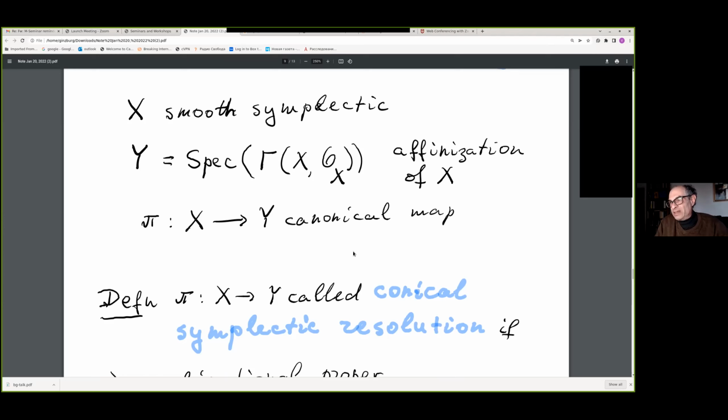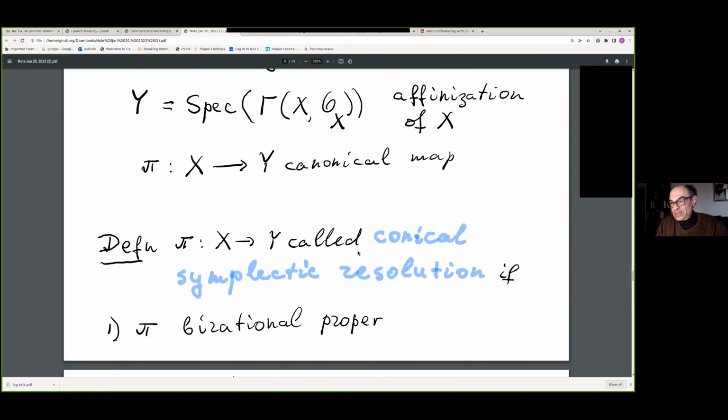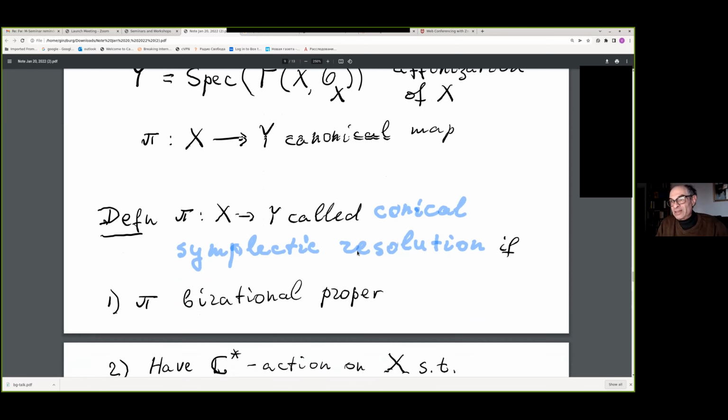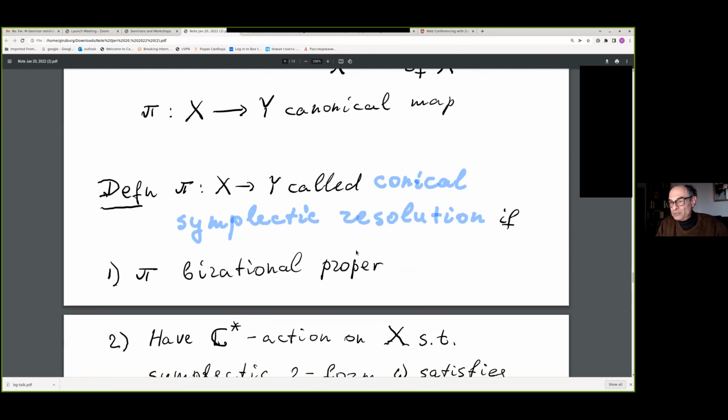So it's always an affine variety. And one always has a map from X to Y, tautologically, since both of them have the same ring of functions. So for any variety, one can consider its affinization, and there is always a map from the original variety to its affinization. That's all. Now, the situation I'm interested in is very special, and this is called conical symplectic resolutions.